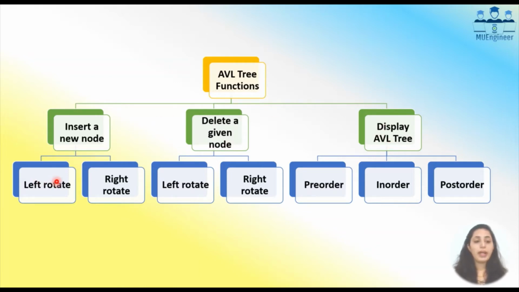When we are planning to insert a new node in a tree, I may have to perform some rotations, and there are 4 types of rotations that come in an insert function, for which I have written 2 functions, that is left rotate and right rotate. When I'm deleting a particular node, there also I'm calling the same functions, left rotate and right rotate. And when I'm displaying the tree, I can display in 3 different traversal techniques, that is pre-order, in-order, and post-order. So these are all the functions which I have written in my program.